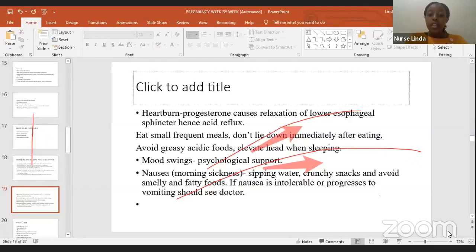Now, it's not necessarily that every woman will experience these problems. They are just the common ones in pregnancy. We have women who have very smooth pregnancies, and thank God for that. But we have these other minor or major issues that could occur. And if they have any problem that they cannot handle at home, then they should see their health provider.